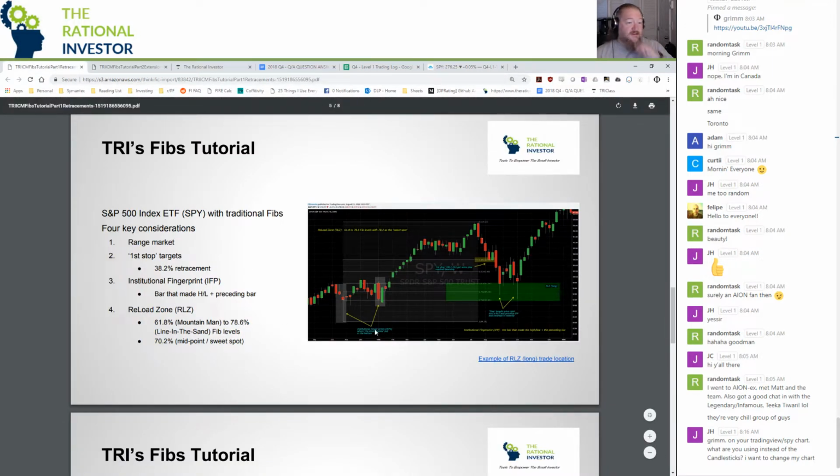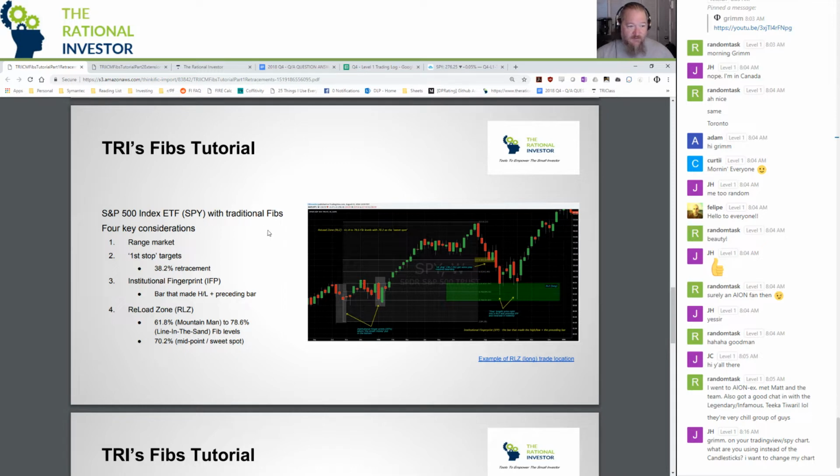And then we have institutional fingerprints. All right, institutional fingerprints are pretty important. They're going to identify key support and resistance levels for us. And what we're looking for there is when we see a swing, the institutional fingerprint is the bar that made the lowest low or the highest high plus the preceding bar. Okay, and typically we're looking at a daily.